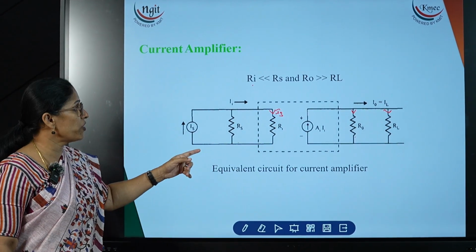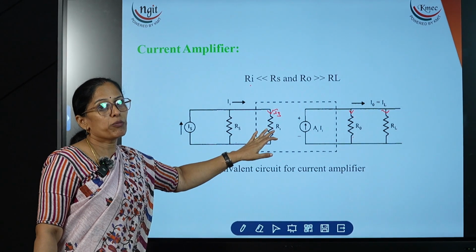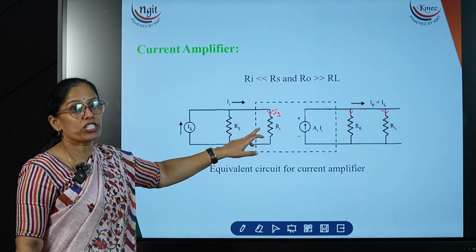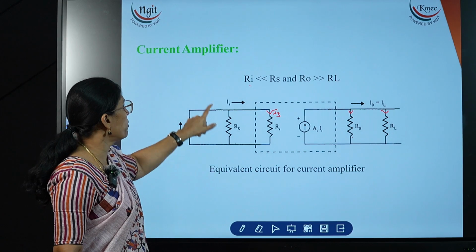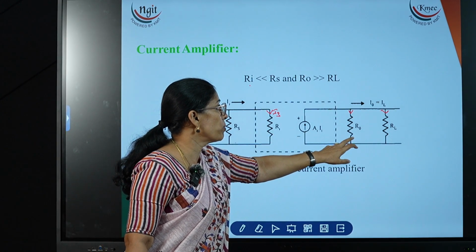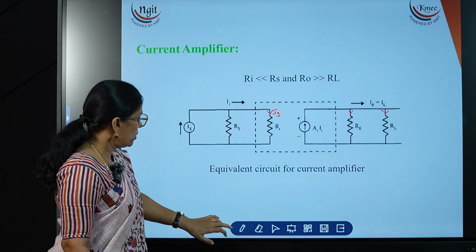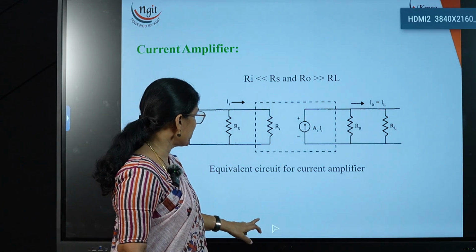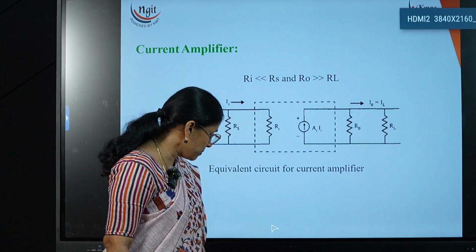In the case of a voltage amplifier, how should the input resistance be? Input resistance should be high and output resistance should be low. Now in the case of a current amplifier, how should the input resistance be? Input resistance should be low and output resistance should be high. Now the remaining two are the transconductance and trans resistance amplifiers.